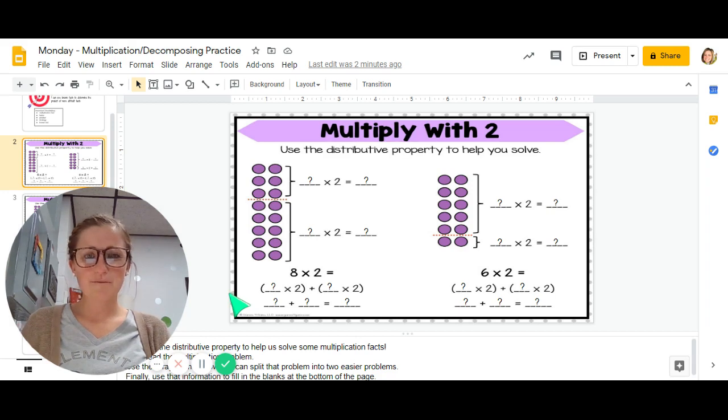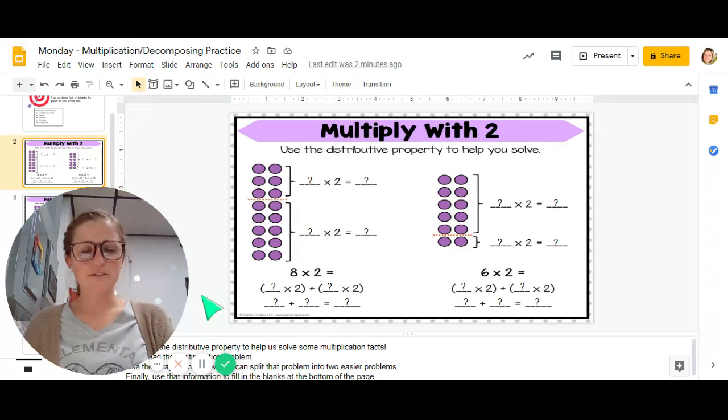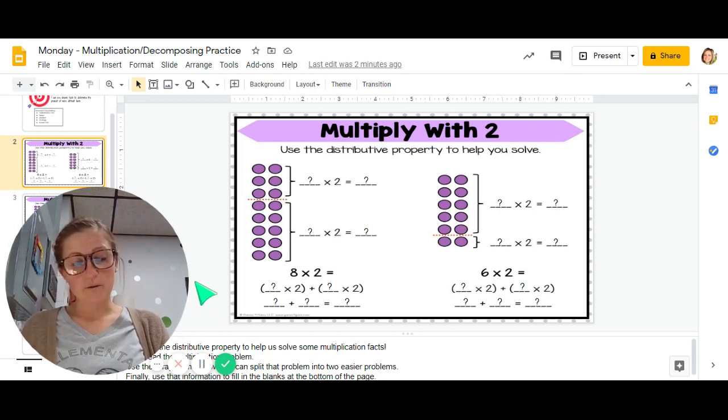Hey guys, so for your math today, we are practicing distributive property again, or decomposing arrays. So you will see that you have these arrays that are in rows of 2. So the part of your equation has already been written for you. You have this first part that is 3 rows of 2.